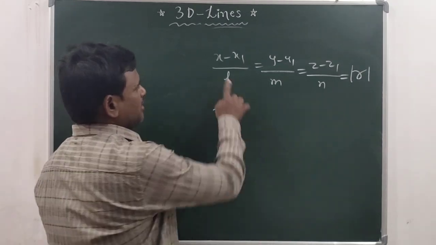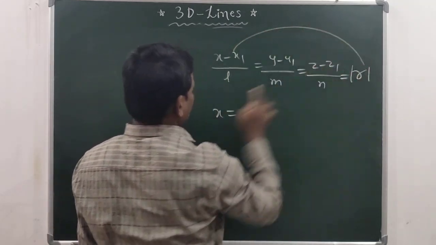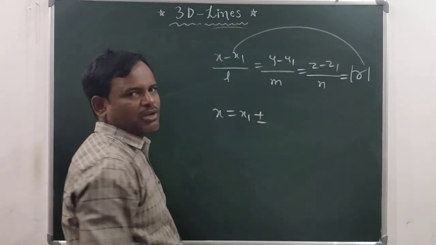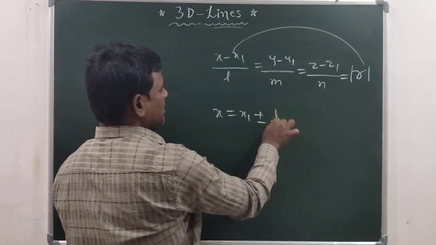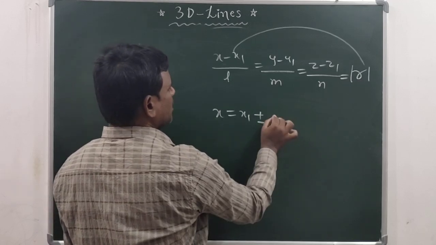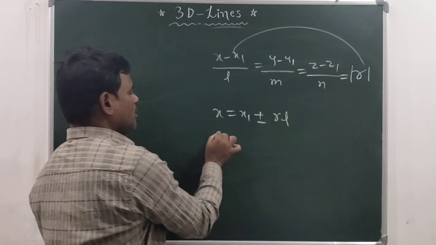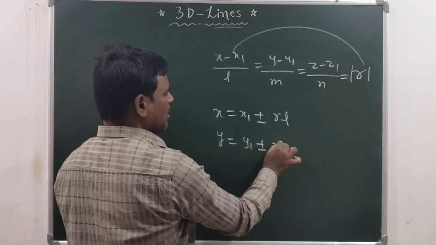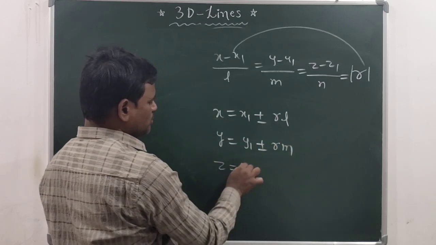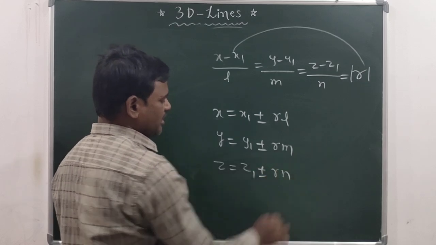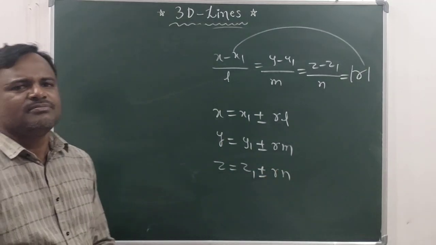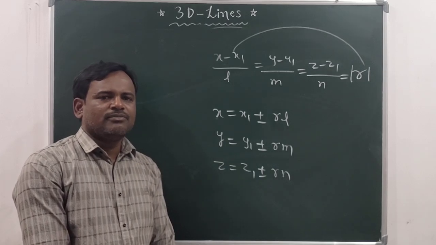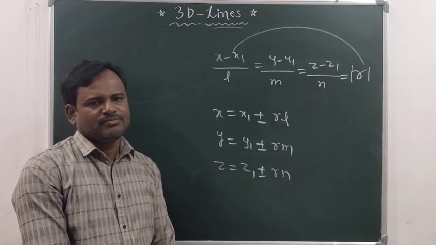So see here, convert. I want x equal to, what do I write? x1 plus r. If you remove the modulus symbol, you have to write plus or minus l, plus or minus r into l. Now y is equal to y1 plus or minus rm. Now z is equal to z1 plus or minus rn. So this is called what? Parametric form of that line.